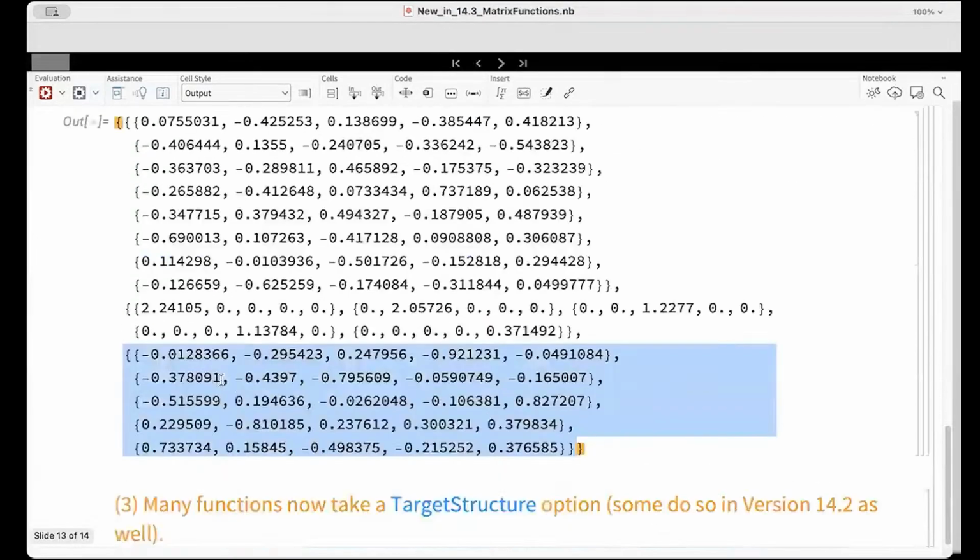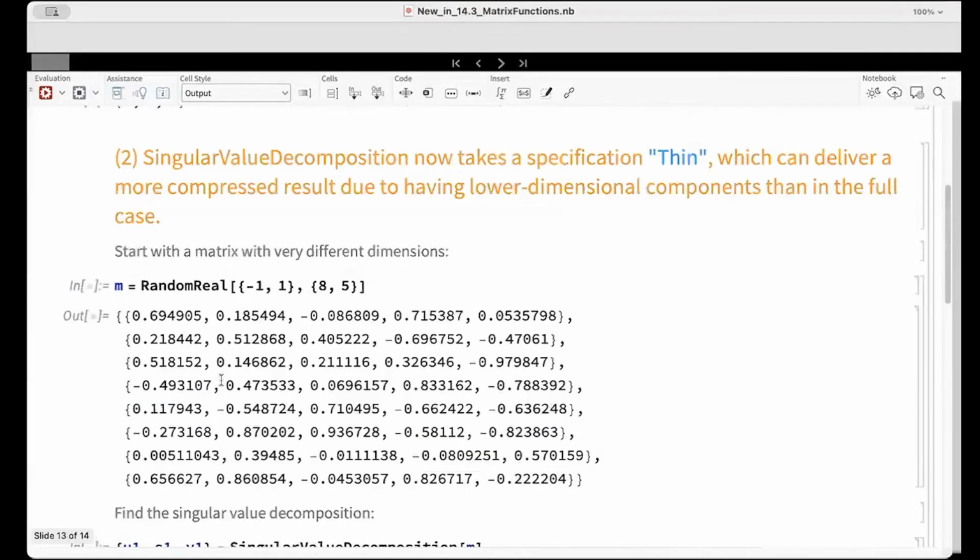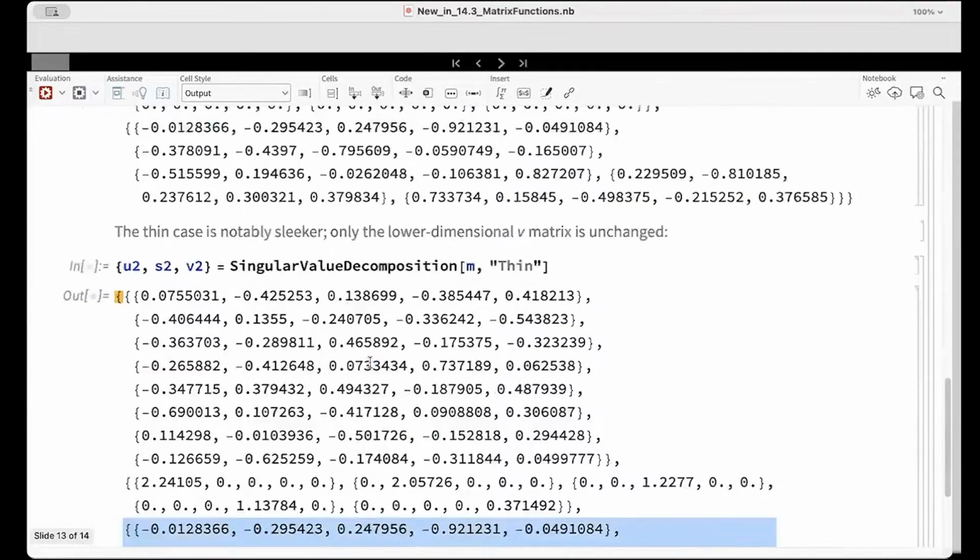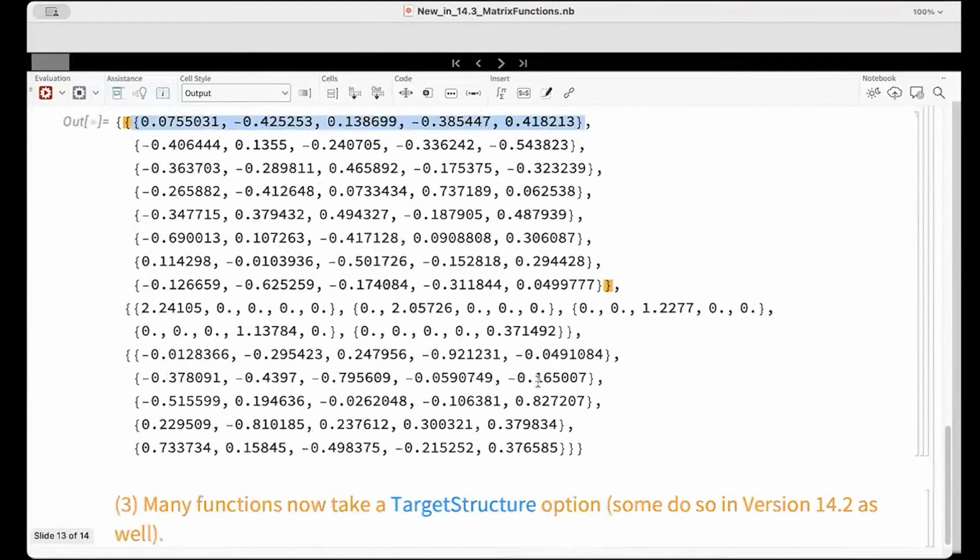So think if instead of 8 by 5, it had been 80 by 5, well, the savings would be, instead of having an 80 by 80, we'd have an 80 by 5 matrix on the first transformation matrix.